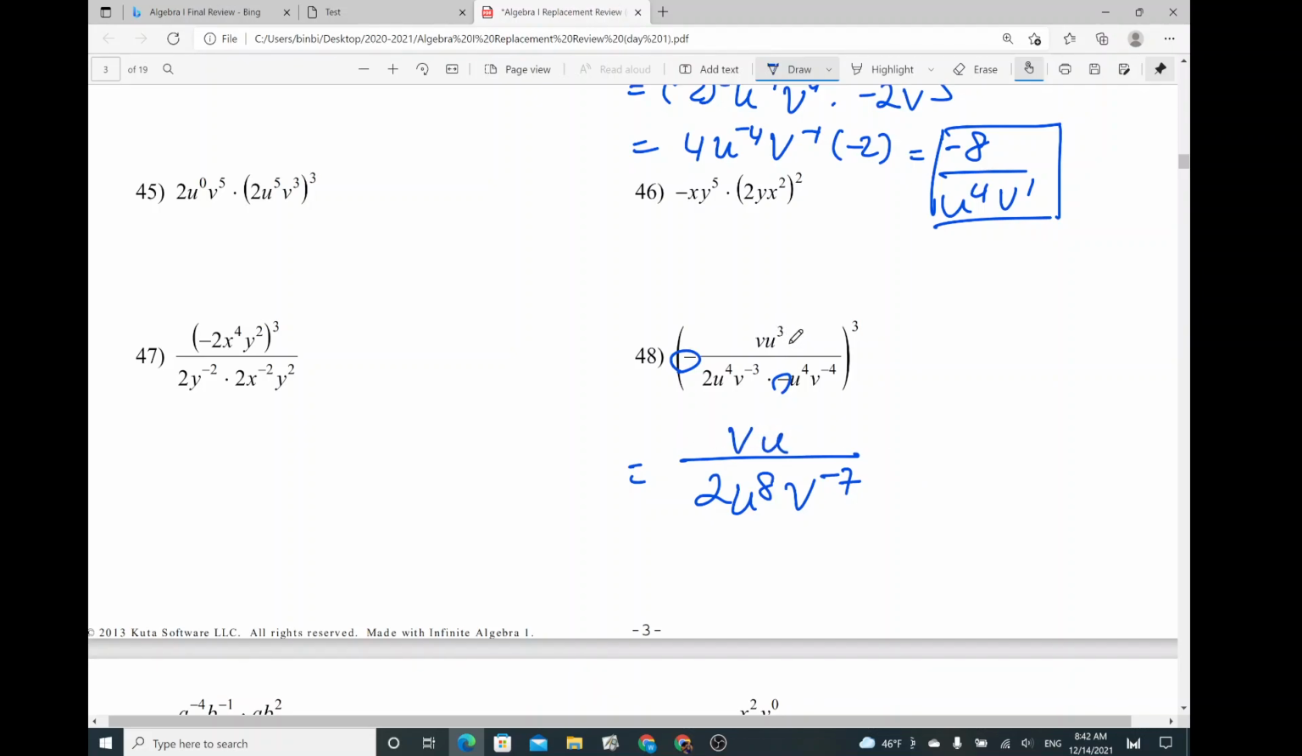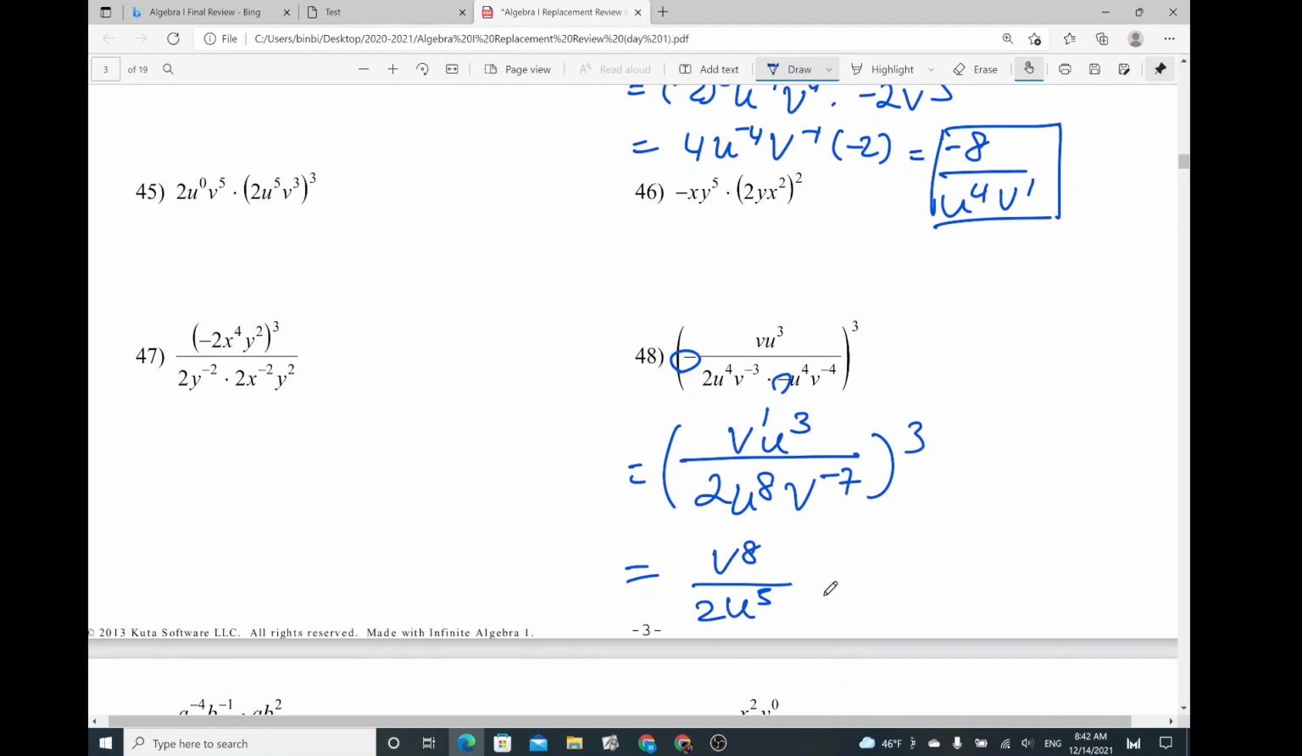Everything else that we have in the numerator, bring it down. And now the rest of this, so you just want to simplify it a little bit more. Quotient: v to the first power divided by v to the power of negative 7, so v to the power of 8. u to the power of 3 divided by u to the power of 8, then that'll be u to the power of 5, which stays in the denominator. The 2, just leave that in the denominator.